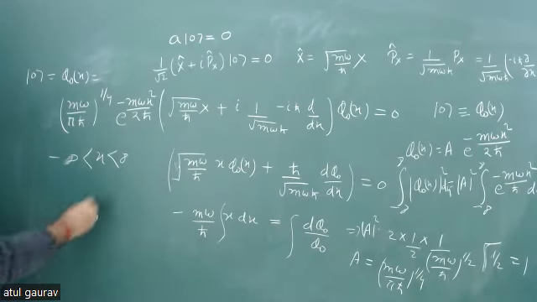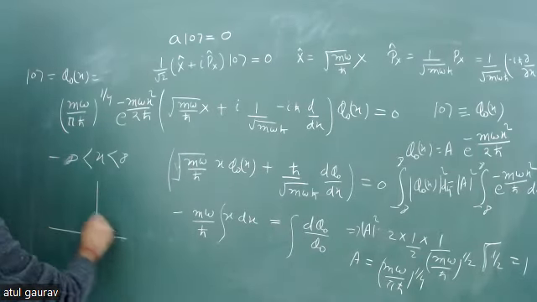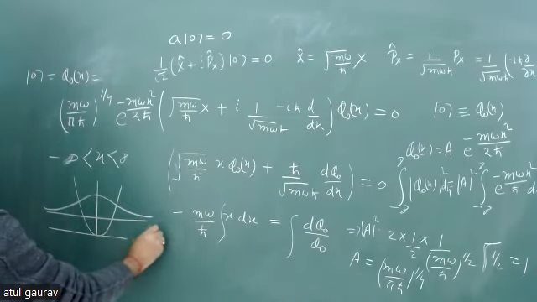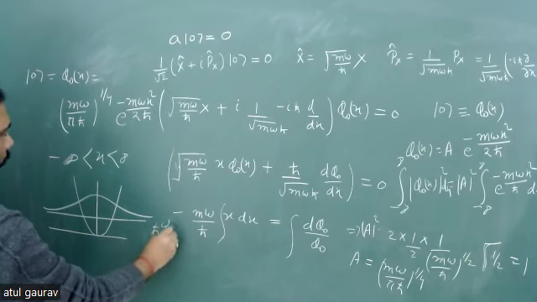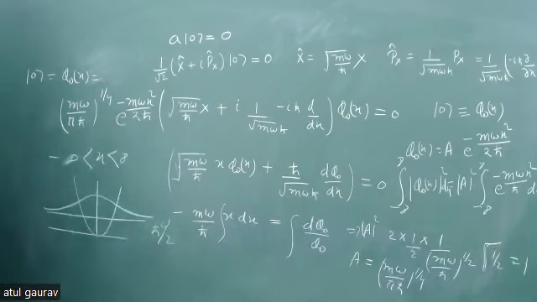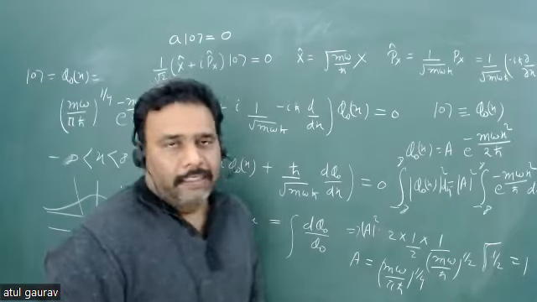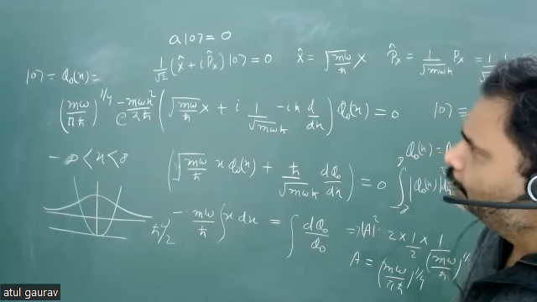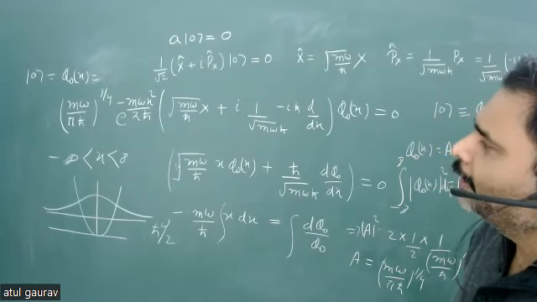If you want to plot it, then what will happen? You have the ground state, and this will be something like this. The energy eigenvalue is h cut omega by 2. Now my question is, how will you get phi 1? How will you get phi 1?